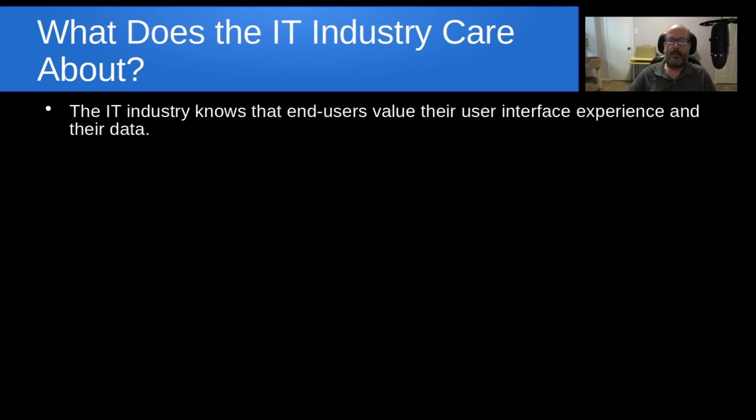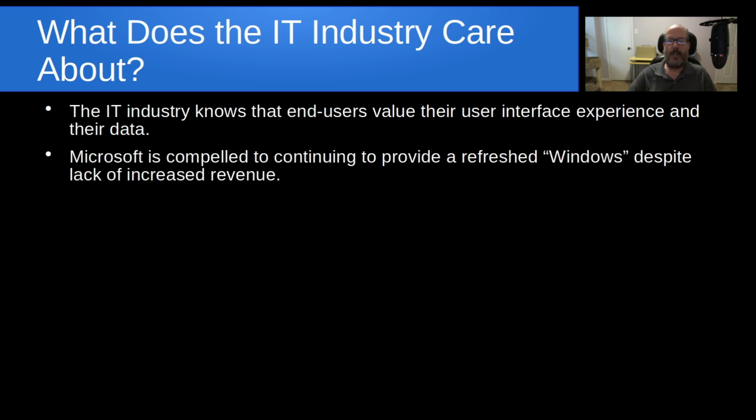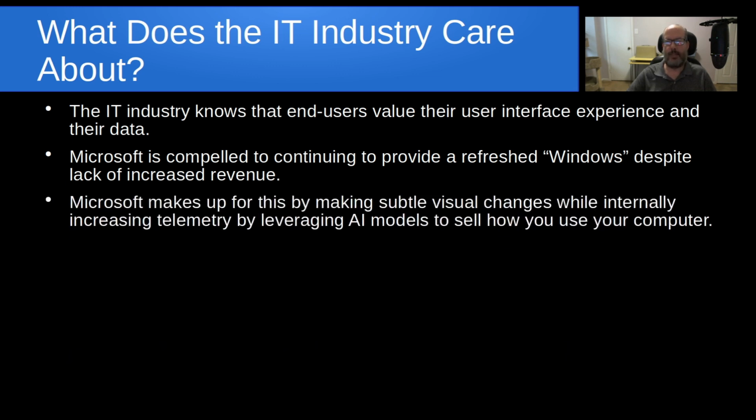So what does the IT industry care about specifically? Well, the IT industry knows that end users value their user interface experience, and they also value their data. Microsoft is compelled to continue to provide a refreshed Windows despite the lack of increased revenue. And Microsoft makes up for this by making subtle visual changes while internally increasing the telemetry by leveraging AI models to sell how you use your computer and to sell your usage patterns and make money through selling that data.